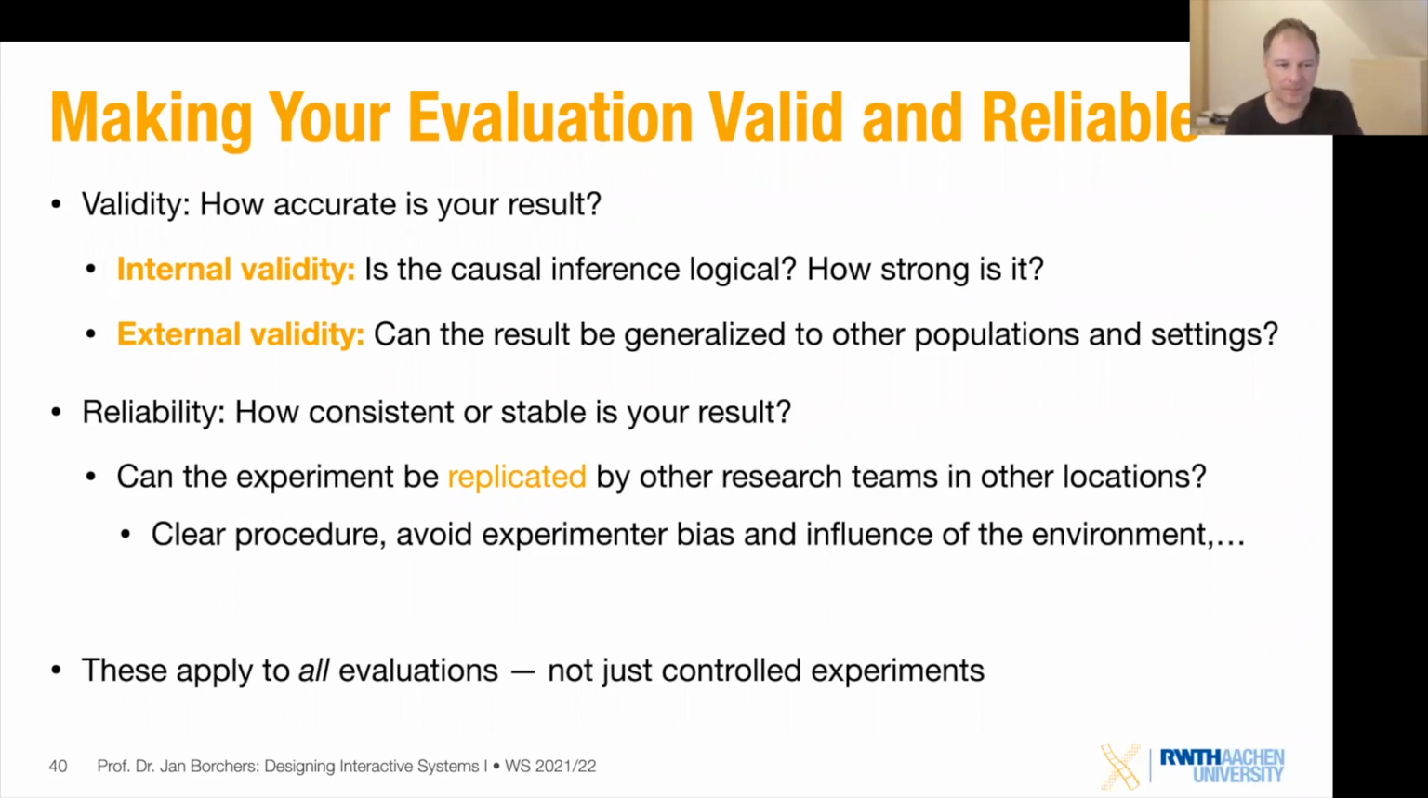Secondly, reliability. How consistent or stable is your result? Of course, that basically means, can your experiment be replicated by other research teams in other locations? Did you give enough information about your procedure? Did you avoid any bias through your experimenters or any influence of the technology that was used in the experiment? There's lots of situations in which you can introduce these kinds of bias. And again, the literature tells you about these things in more detail. And I should say that these issues of a valid and reliable evaluation don't just apply to controlled experiments. They apply to all kinds of experiments that you report as part of your scientific work.